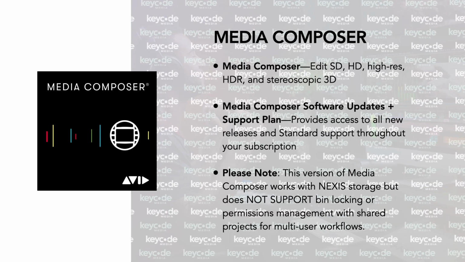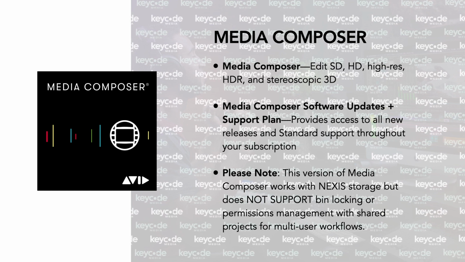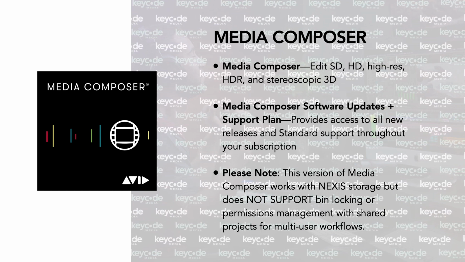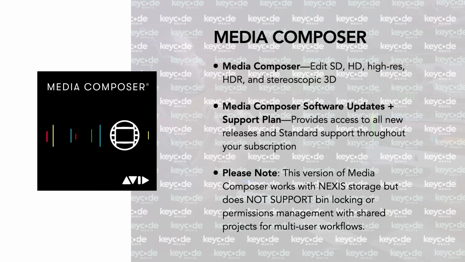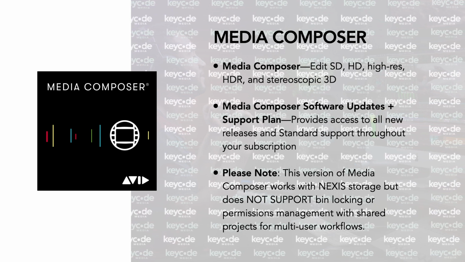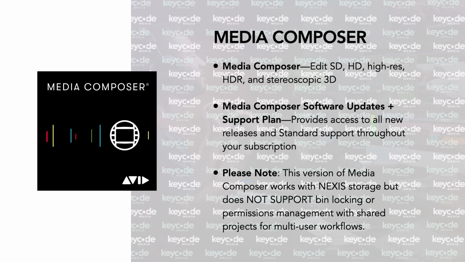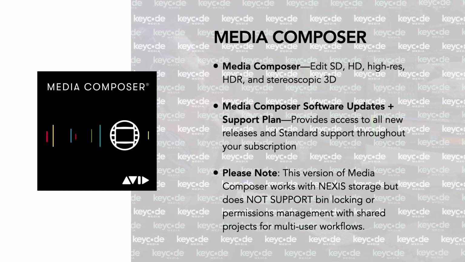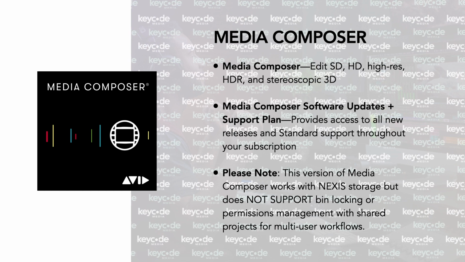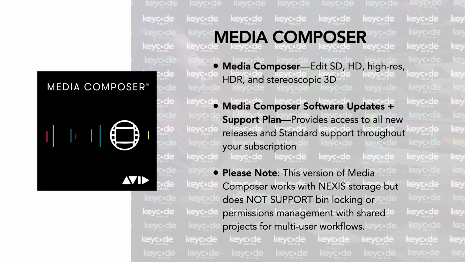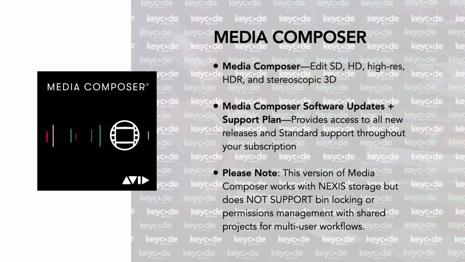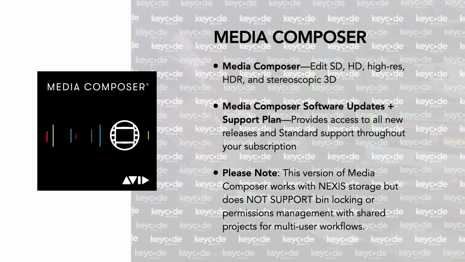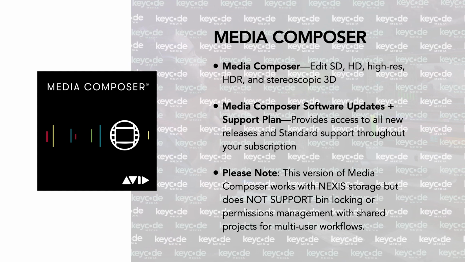Before we get into features, I want to quickly define the flavors of Media Composer that folks can purchase. Avid Media Composer, the basic Media Composer subscription that comes in 1 month or 1 year subscriptions. You can work in any frame size, HDR, ACES, and stereoscopic 3D, and you'll receive all the new releases and standard support. Important note here, this version of Media Composer will work with Nexus storage but doesn't support bin locking or permissions management on your shared projects for multi-user workflows.